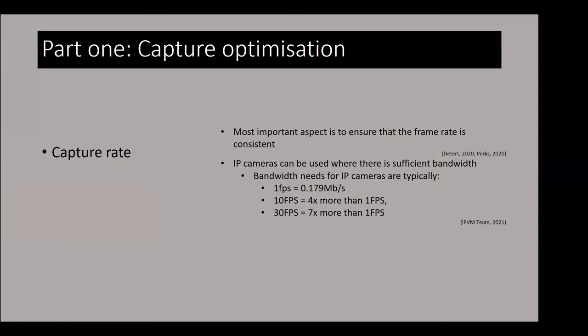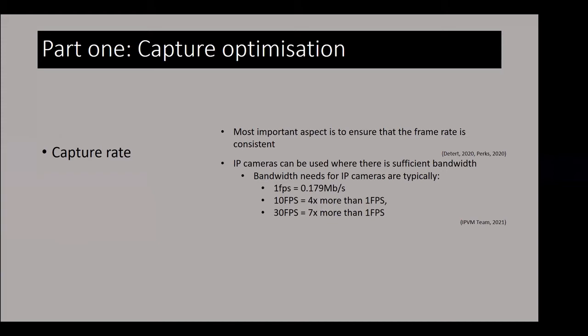So for standard video cameras, the capture rates during the capture optimization stage isn't actually much of an issue, because most cameras will actually capture at least 15 frames per second, which is more than enough for image velocimetry techniques. The key to capture rate during this stage is to ensure that the frame rate is consistent throughout the video sequence.